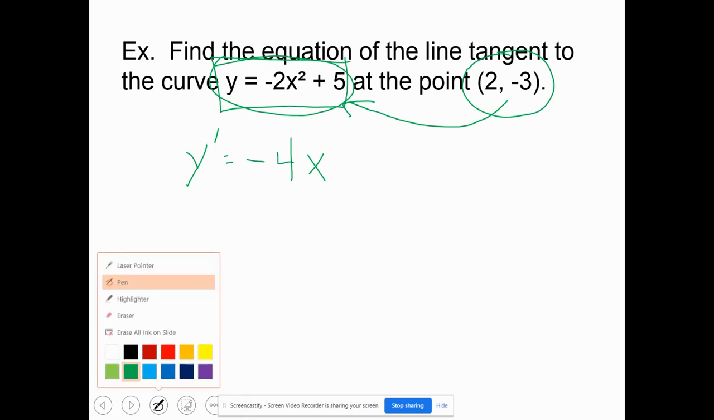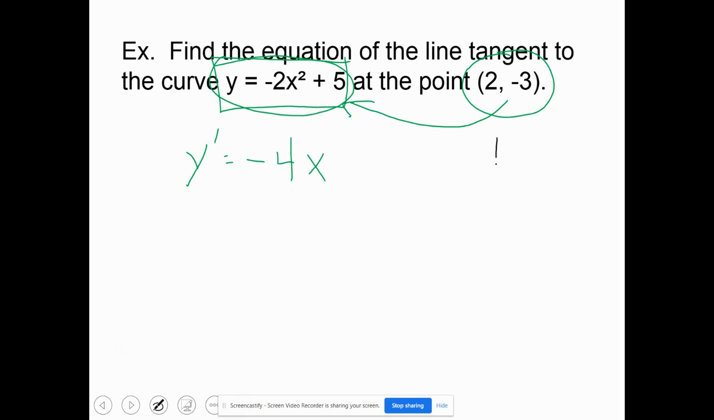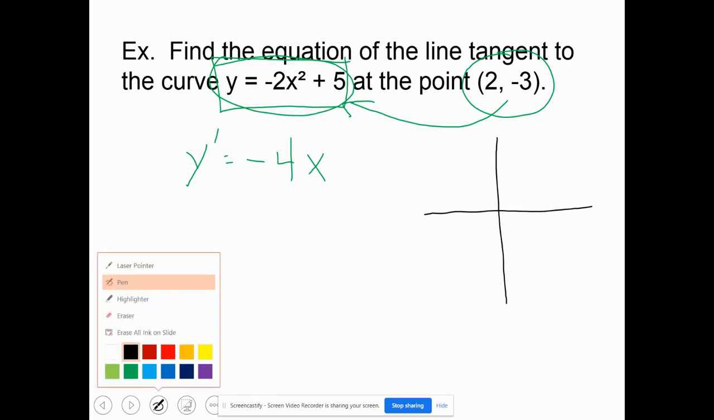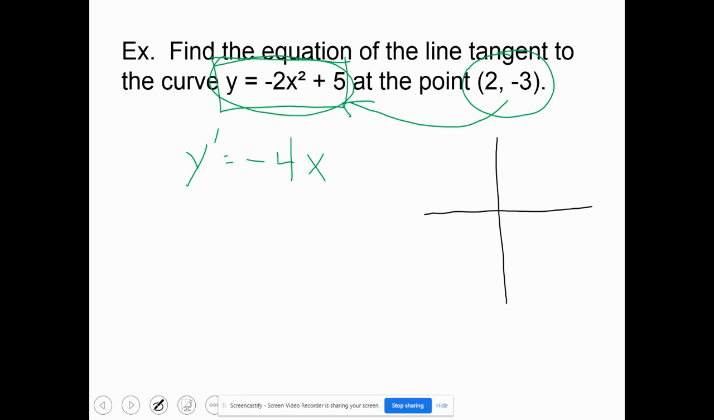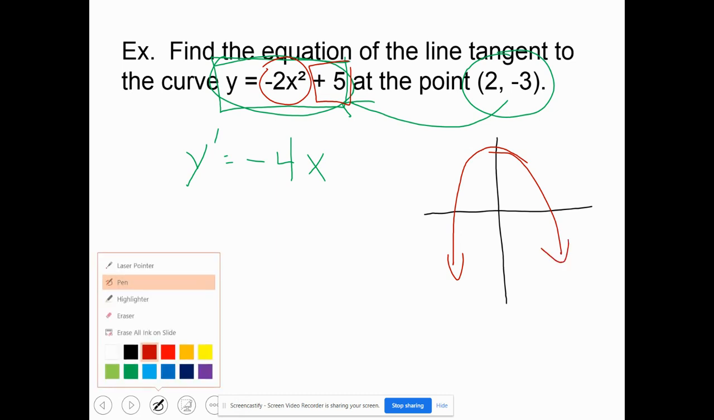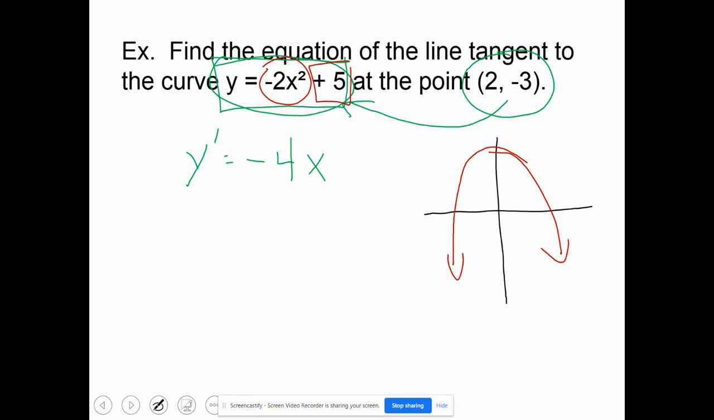And let's illustrate what is going on here. So if you were to graph this equation, and it does not need graphed, but if you were to graph it, we can see this is an upside down quadratic that's moving up 5 units. So it's looking something like that. You are told that the point (2, -3) is on the graph. (2, -3) would have to be somewhere down here, and there's a line that's tangent to it. That's what we're looking for.